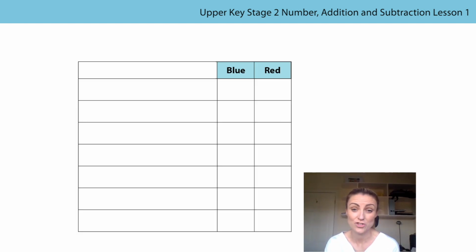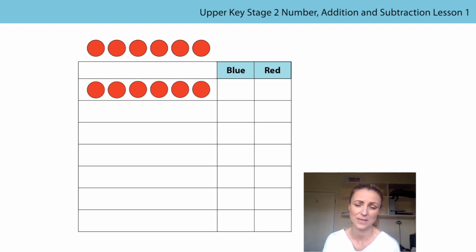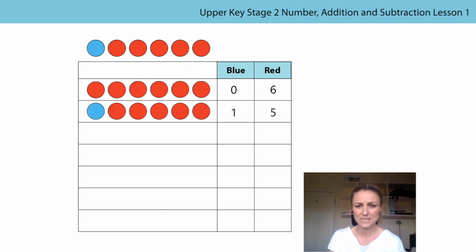So just before we introduce our generalisation, which is going to help us with this lesson and the next few lessons, I want you to have a look at this slide, and I want you to consider, as I progress through the animation, what is changing and what is staying the same. So let's take a look. Here we have some red counters, and we have no blue at the moment, and we have 6 red. And as I progress through, what do you notice is staying the same?